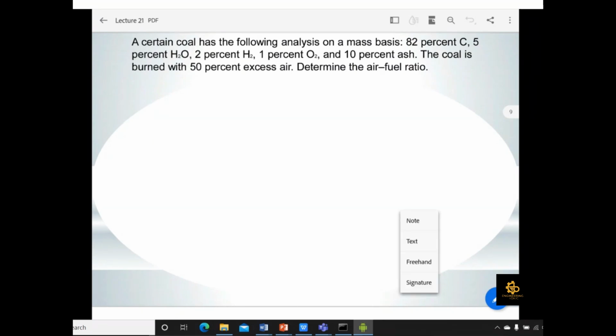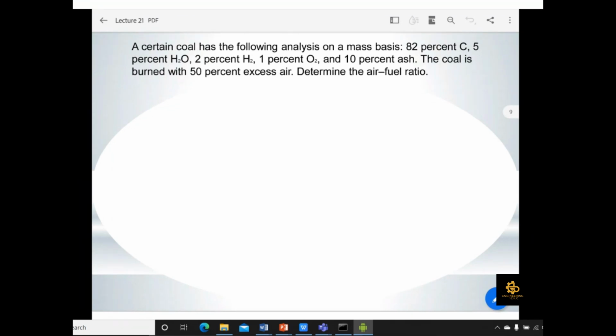Okay, so now here is another question, which is also related to your book. It is 15-31. Here it is mentioned that a certain coal has the following analysis on a mass basis. The fuel is coal, and the percentages are given in the form of masses: 82% carbon, 5% H2O, 2% H2, 1% O2, and 10% ash. The coal is burned with 50% excess air, and you have to determine the air-fuel ratio. So you have to note down the data, then we'll move toward the solution.